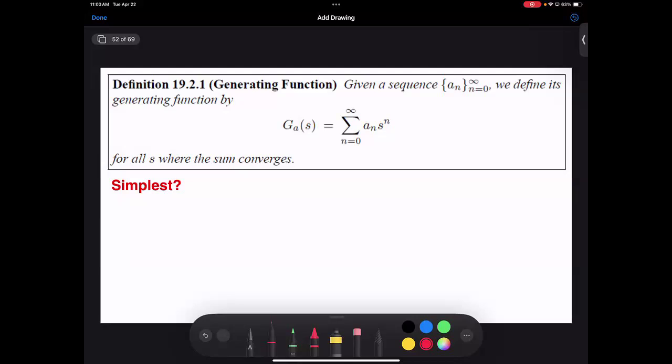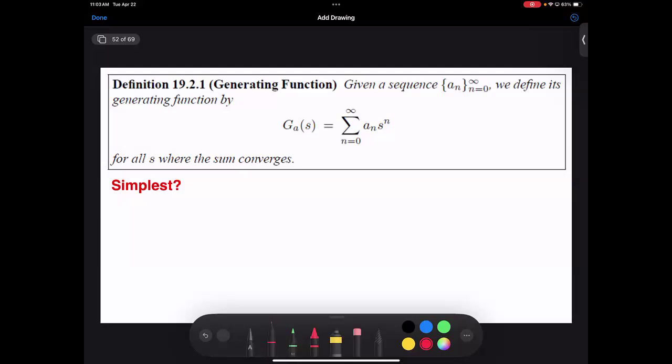So what are generating functions? If I give you some sequence a_n, we define its generating function by the sum of a_n s to the n. And we look for all s where this converges. And this should hopefully remind you of the calculus you did in high school or Math 150 here, when we talked about sequences and series and when they converge.